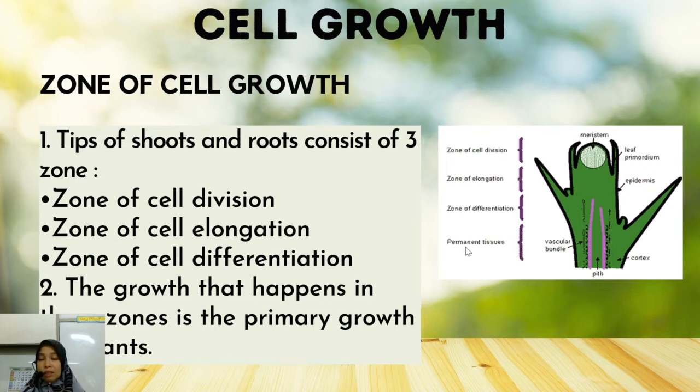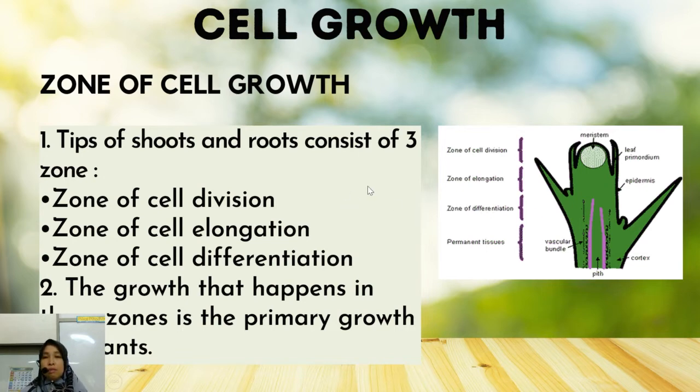It is a mature tissue that already undergoes differentiation. Again, I repeat, the tips of the shoot and also the roots consist of three zones. What are the zones? Zone of cell division, zone of elongation, and zone of differentiation. All of these refer to the primary growth of the plant.